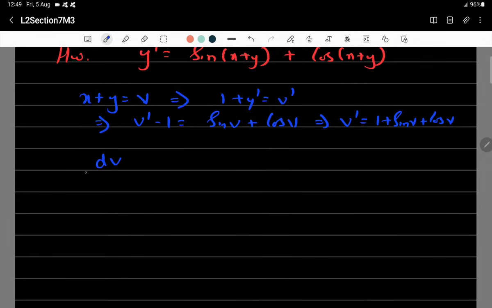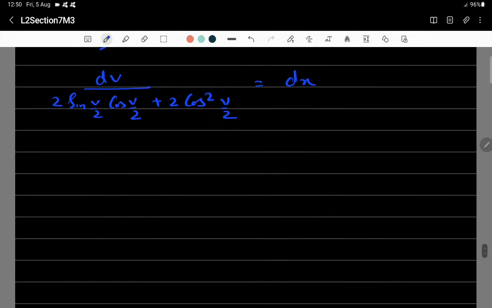This means that dv by 1 plus sin v plus cos v is equal to dx. Sin 2 theta is 2 sin theta cos theta. So I can write sin v as 2 sin v by 2 cos v by 2, plus 1 plus cos 2 theta is 2 cos square theta. So this becomes 2 cos square v by 2, is equal to dx. Yes, again it's a little bit tricky, but you need to practice all these techniques.